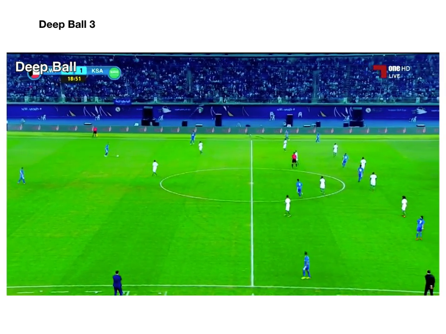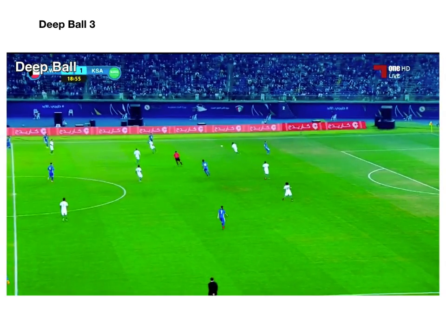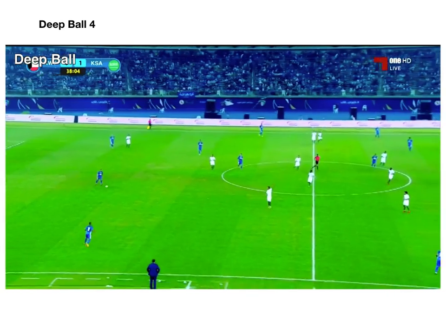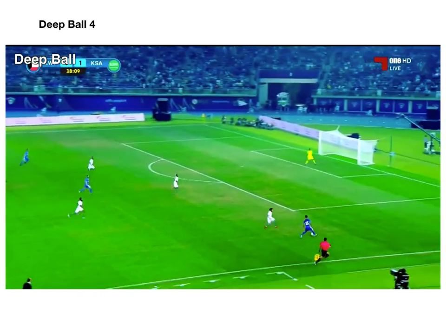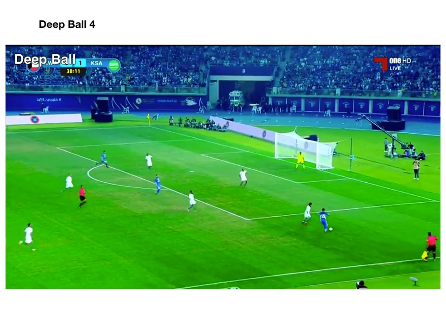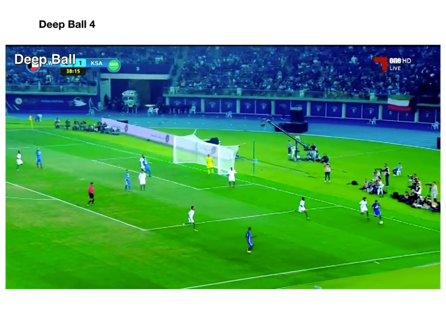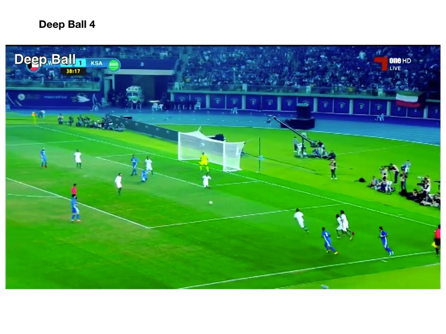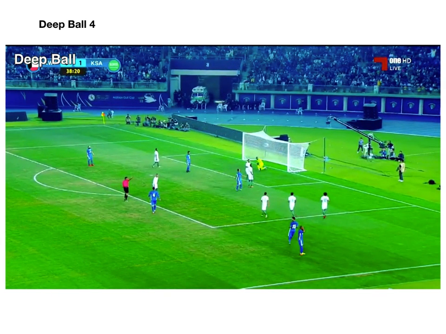Here you see the center back wanting to put it behind on a deep run. Deep ball number 4 to the winger. Here you can see that they switched after, I think, 30 minutes or something. The left winger came to play on the right side because he was defensively outrun by the right back of Saudi.